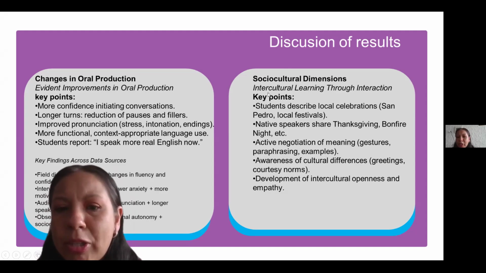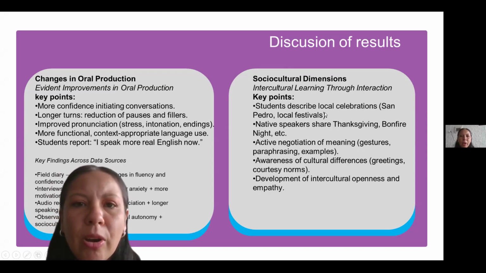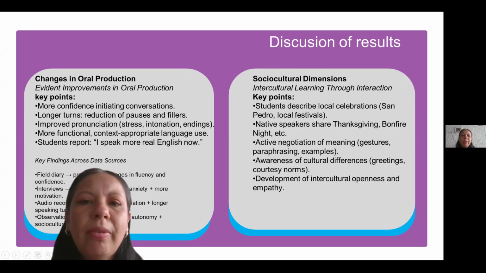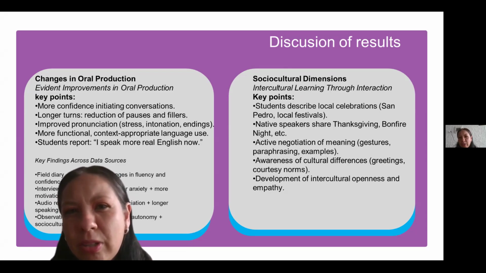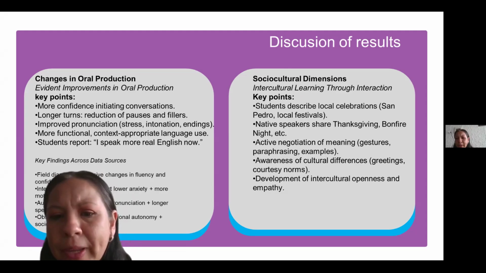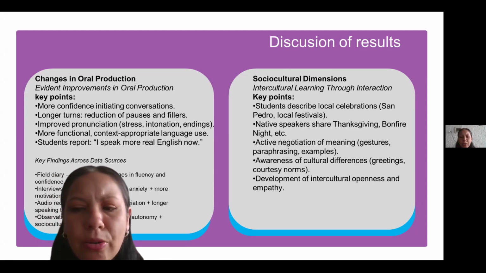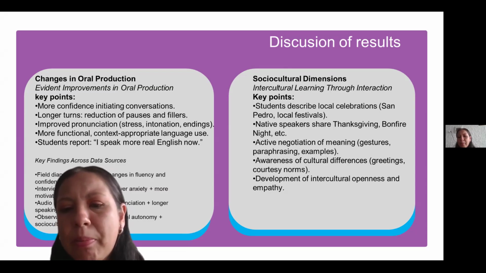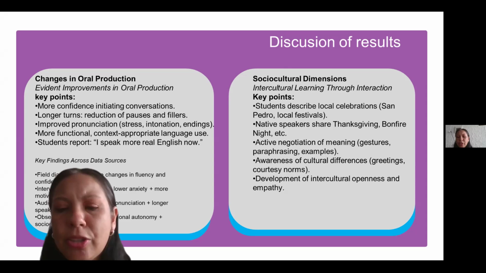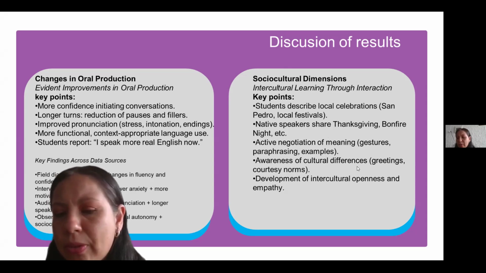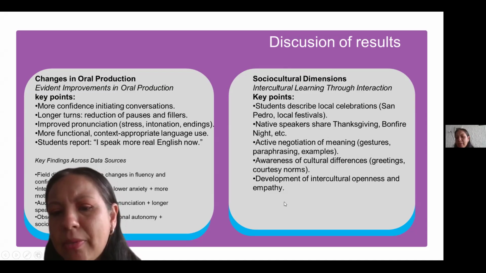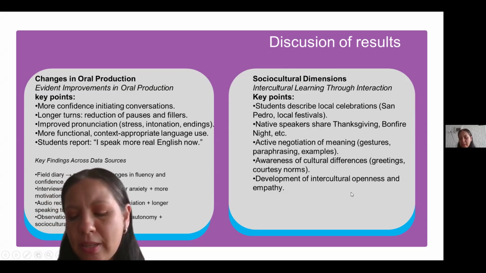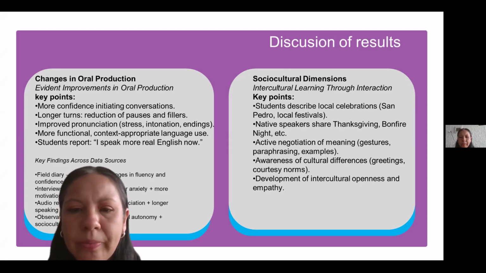In the sociocultural dimension, there is intercultural learning through interactions. Students describe, for example, the local traditions, and they also hear about local traditions in foreign countries. There is active negotiation of meaning, including gestures, paraphrases, and examples, in order to maintain the interaction. There is awareness of cultural differences, and the development of intercultural openness and empathy towards others and other cultures.